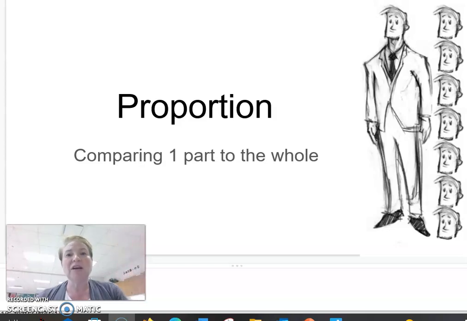something. So right over here in this illustration, I have a figure that I found, and we're going to use his head as a comparison. We're going to say there are 7 heads that make up his entire body height. So we're looking at one part of him compared to the whole. So that's what we're going to look at when we say proportion.